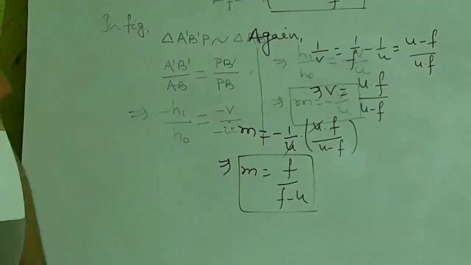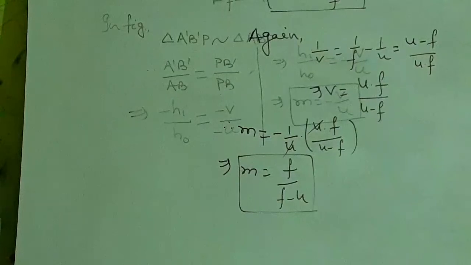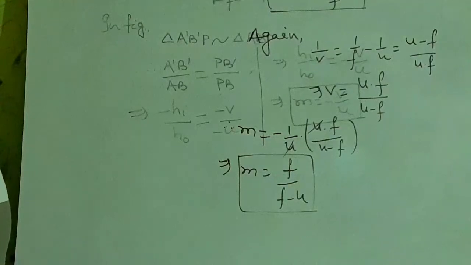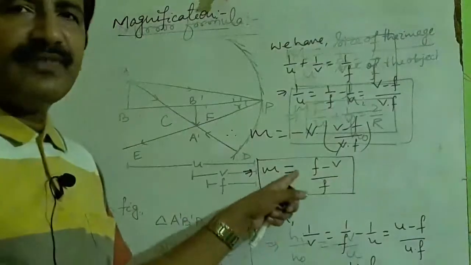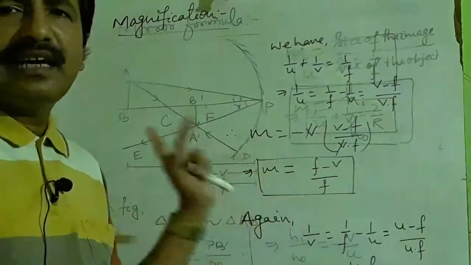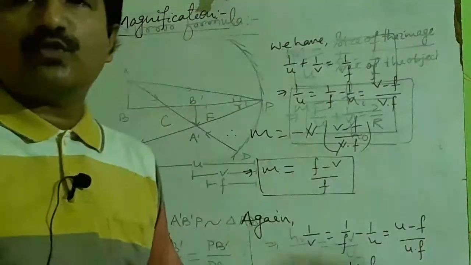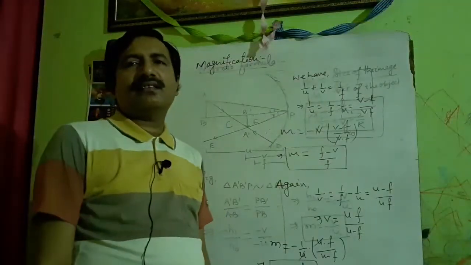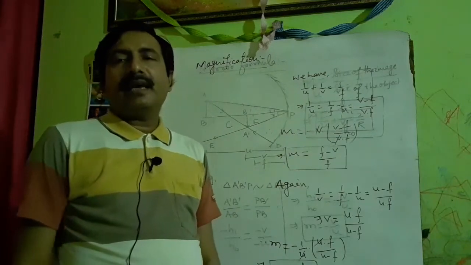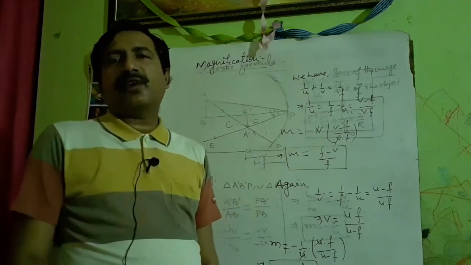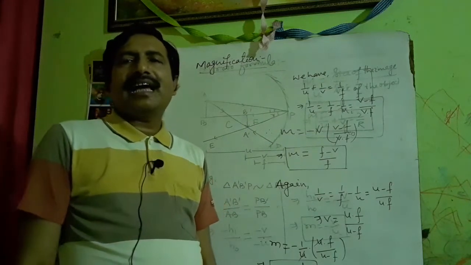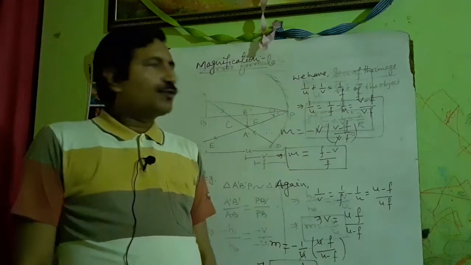So this is the formula for magnification in terms of focal length and object distance, and this is the formula for magnification in terms of focal length and image distance. m is equal to minus v by u is the formula for magnification in terms of image distance and object distance. m is equal to hi by ho represents the formula for magnification in terms of height of image and height of object.